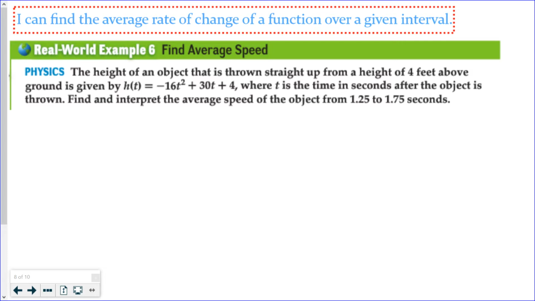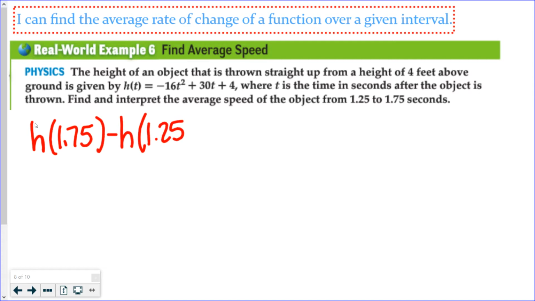So the height of an object that is thrown straight up from a height of 4 feet above the ground is given by this function, where t is the time in seconds. Find and interpret the average speed of the object from 1.25 to 1.75 seconds. So here we go. What we're trying to find is h of 1.75 minus h of 1.25 all over 1.75 minus 1.25.